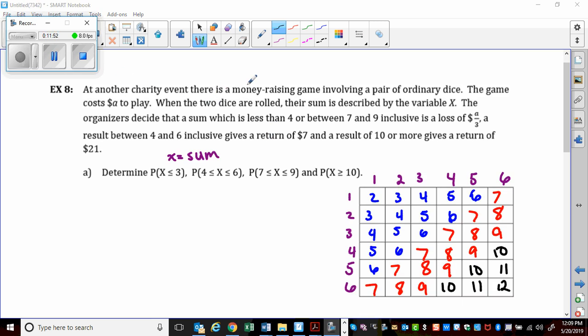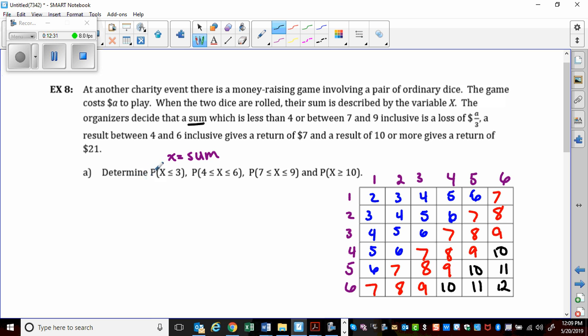Alright guys, so number 8, this one looked a little confusing. It says, at another charity event, there is a money raising game involving a pair of ordinary dice. The game costs $8 to play. When the 2 dice are rolled, their sum is described by the variable x. The organizers decide that the sum less than 4 or between 7 and 9 inclusive, so we can include 7 and 9, is a loss of a over 3. A result between 4 and 6 inclusive gives a return of $7, and a result of 10 or more gives a return of $21. That's what it says.